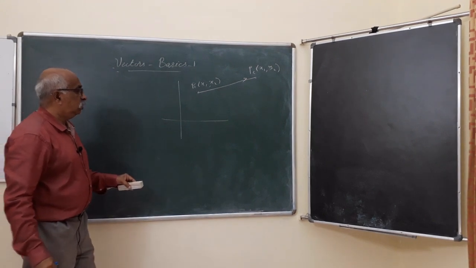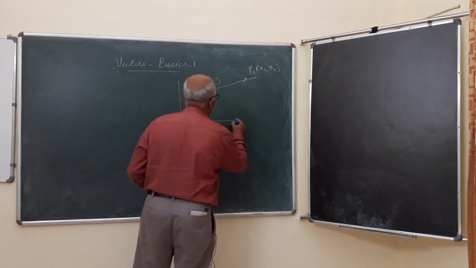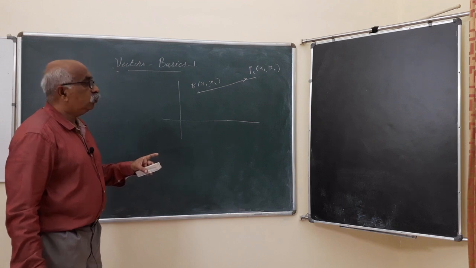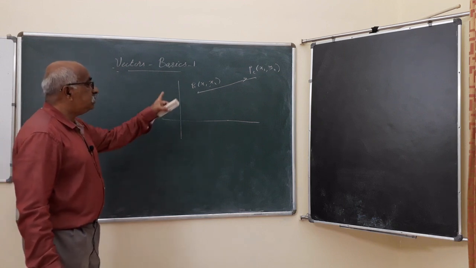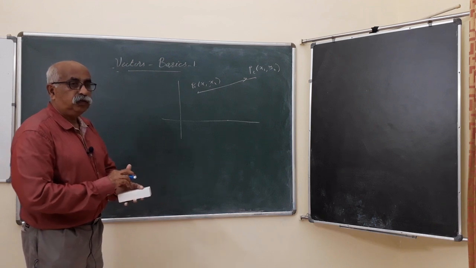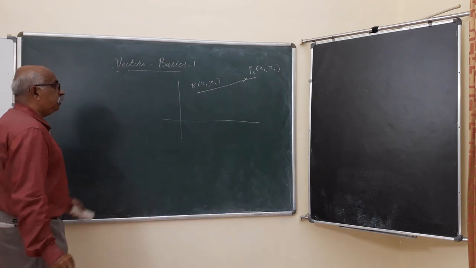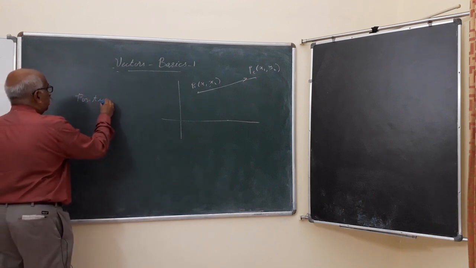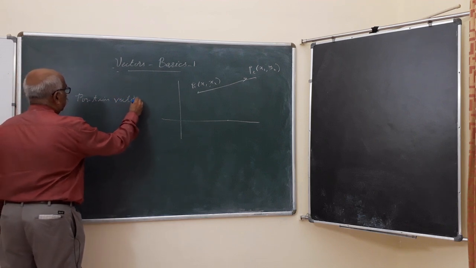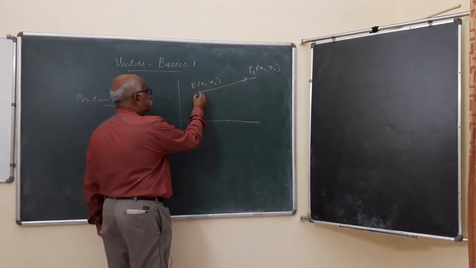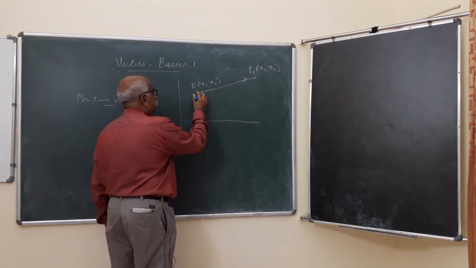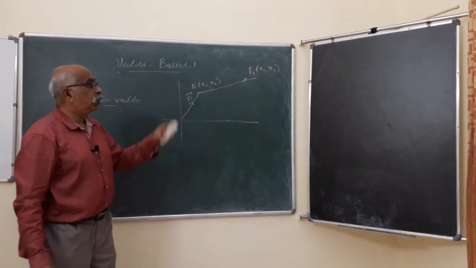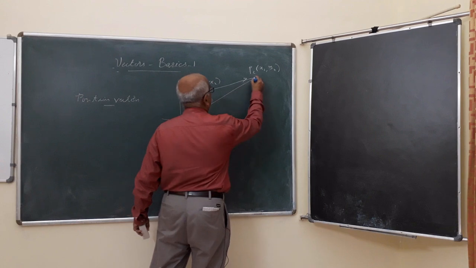Now let us see a convenient way of representing this displacement. First of all, we will see how points in space can be represented with the help of what are called position vectors. Position vectors. P1 is represented by a directed line starting from the origin. Say R1 is the position vector of P1. R2 is the position vector of P2.